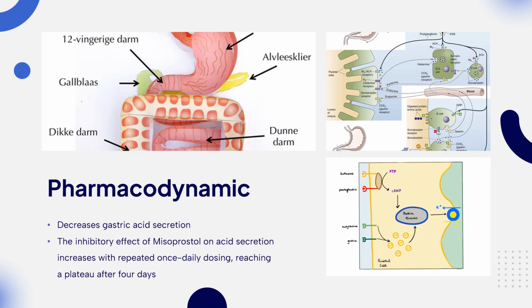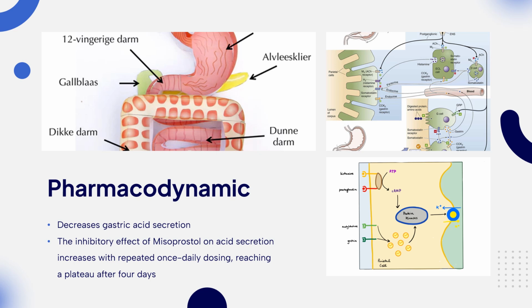Pharmacodynamics. Misoprostol is a prostaglandin E1 analogue used to reduce the risk of NSAID-induced gastric ulcers by reducing secretion of gastric acid from parietal cells. Misoprostol is also used to manage miscarriages and used alone or in combination with mifepristone for first trimester abortion.